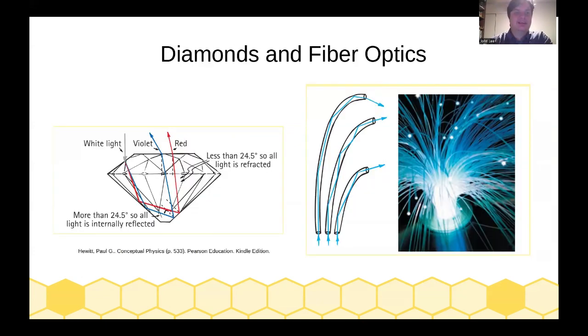This becomes interesting when we look at diamonds, which have a very high index of refraction. I think they have the highest index of refraction of any naturally occurring material or any common material, where anything greater than an angle of 24.5 degrees is going to lead to total internal reflection. So when you look at a diamond, you are only going to see these brief flashes of light that come out of the diamond because most of the light is going to be internally reflected.